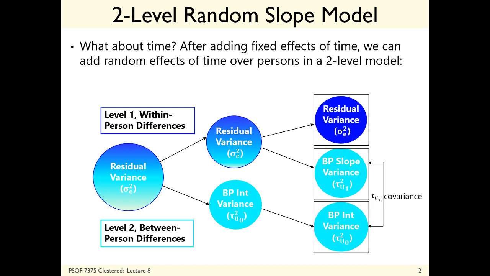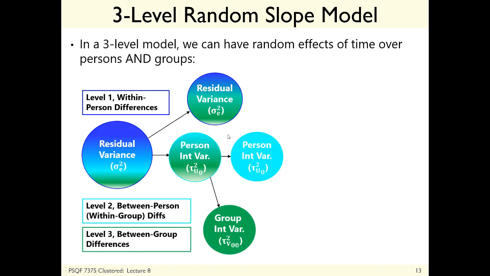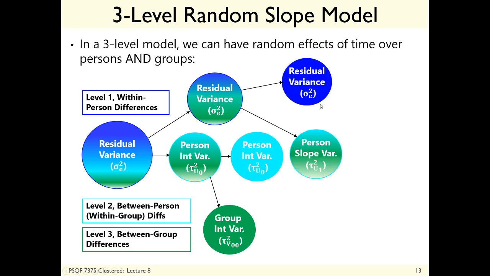In a 3-level model, we have the same idea. So we're starting from here, where I have a level 3 random intercept, a level 2 random intercept, and a level 1 residual. So first step is similar. Out of the level 1 residual, if I want to test a random effect of time across persons, level 1 splits. And I have level 2 person slope variation versus within person variation.